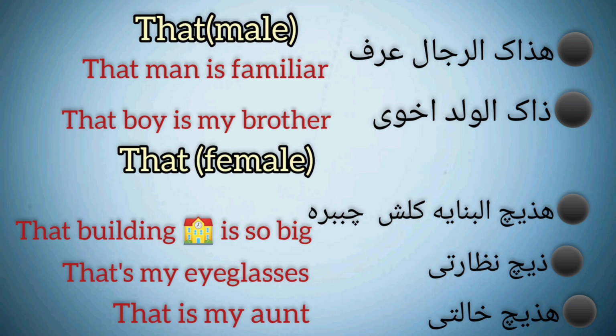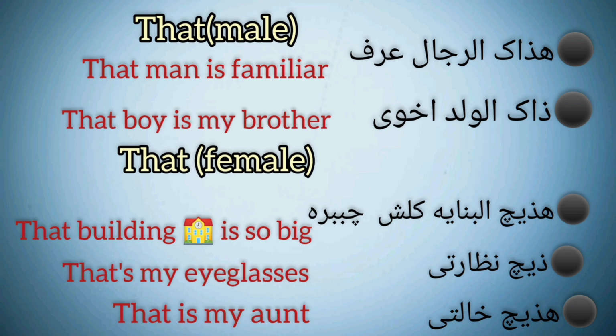نظارة basically means eyeglasses. But when it's attached with another noun or pronoun, we have to pronounce it like نظارتي. When it's detached, we have to say نظارة, without تاء مربوطة. هذيج خالتي.